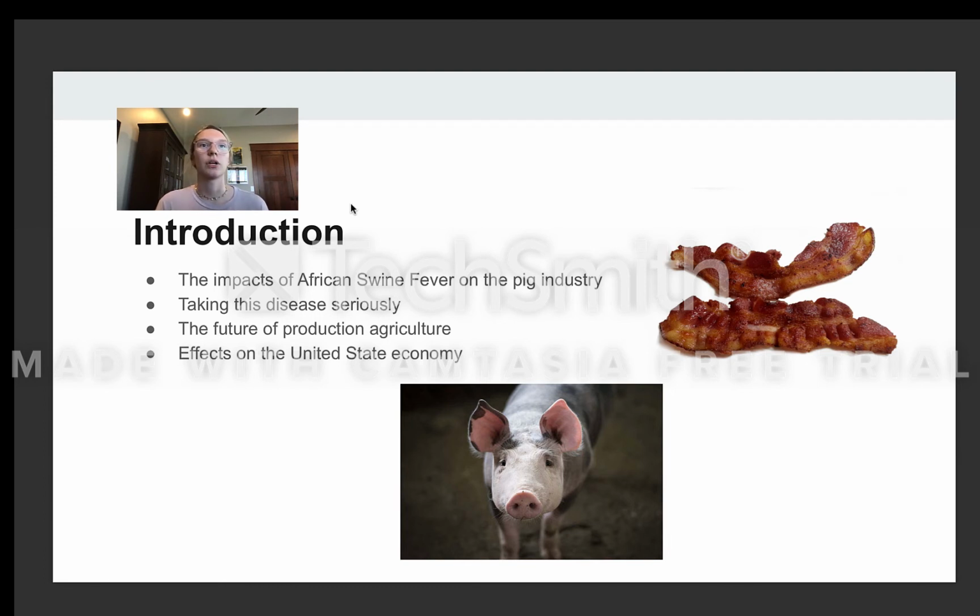African swine fever is a disease with high mortality rates. This disease is potentially very dangerous to the United States economy if it enters our country, which is highly likely since it is quickly spreading all over Eastern Europe. In this presentation, we are going to learn about the symptoms, causes, and treatments of African swine fever. First, we should start off with identifying what is African swine fever.